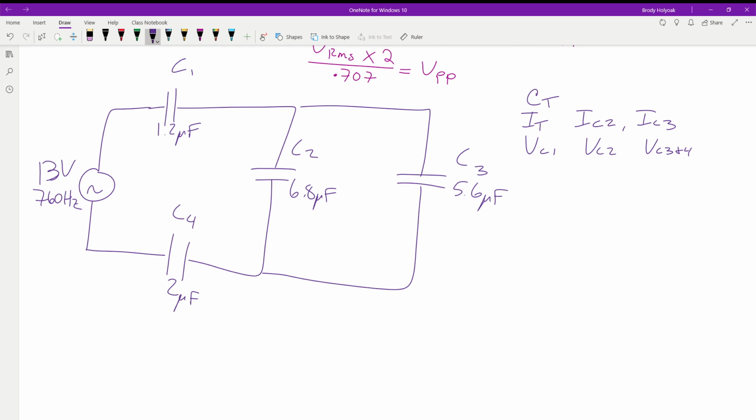Why is the voltage across 3 and 4 the same? Because it's 2 and 3? Yeah, that's what I meant. 2 and 3. 2 and 3. I was really confused because I was like, what the heck?